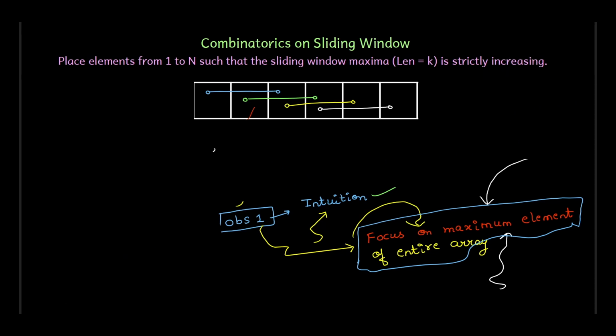So one good thing about the maxima is, suppose the maxima resides in this yellow window. Then one thing you can say for sure is that in this yellow window, the subarray maxima will be the maxima of this entire array, because no element is greater than it. Let's call it m.